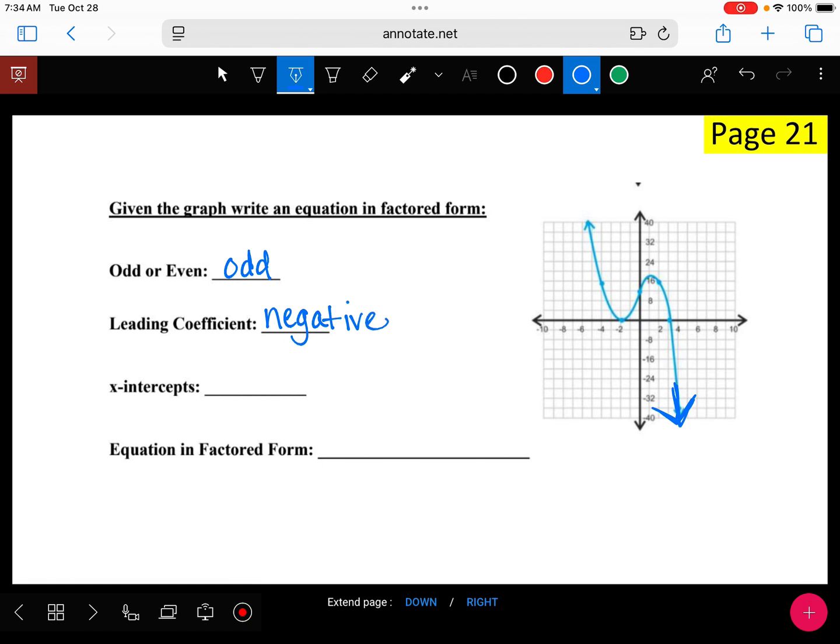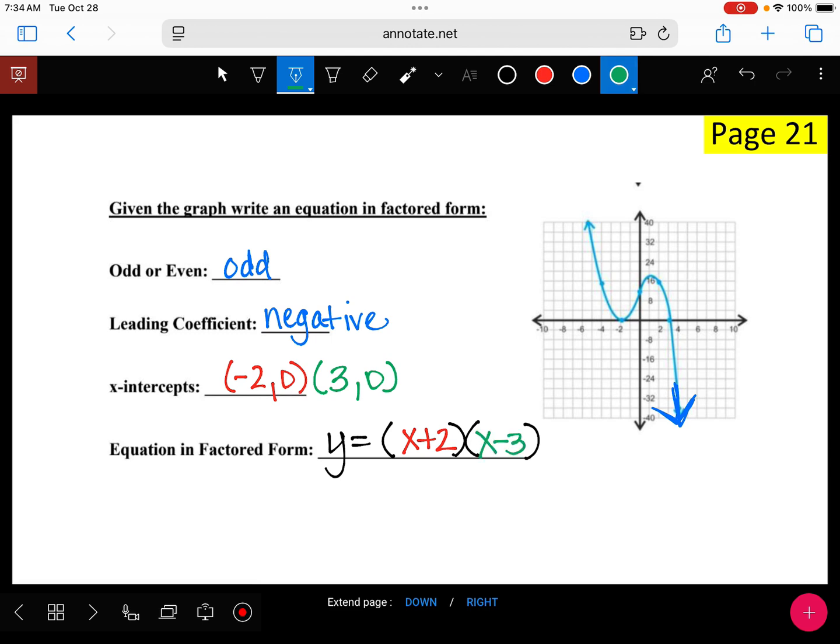Jordan, where are my x-intercepts? Yep, -2. +3. All right, so we need to make our two factors. So we have y equals, and I have two parentheses. We have to flip the sign. So for this first one, I'm going to put an x plus 2. And the second one, I'm going to put an x minus 3.